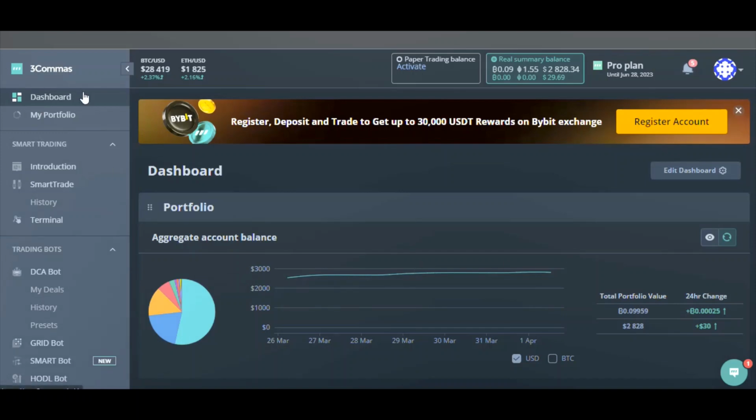So when you come to the 3Commas platform, there are so many bots available like dollar cost average bot, grid bot, smart bot, hodl bot, option bots, and in addition to that smart trades are also available. Unlike on an exchange, where we have very basic order types, on a platform like 3Commas you have advanced trading features and trading bots and a lot of things.